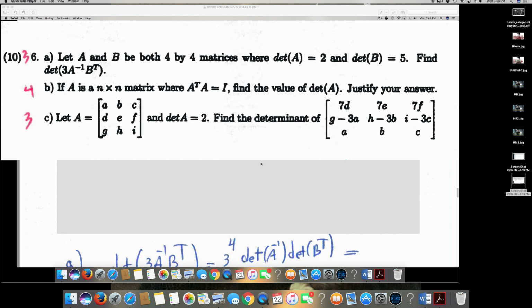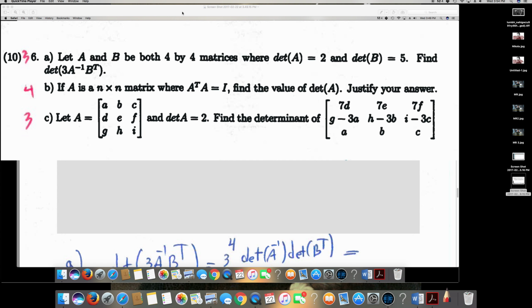Guys, I have a question from linear algebra. The question is asking: let A and B both be 4 by 4 matrices where determinant A is equal to 2, determinant B is equal to 2. Find the determinant of 3A inverse B transpose. I'm going to do these questions one by one. Let's start from the first one.